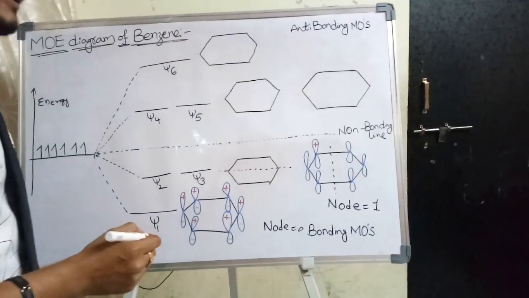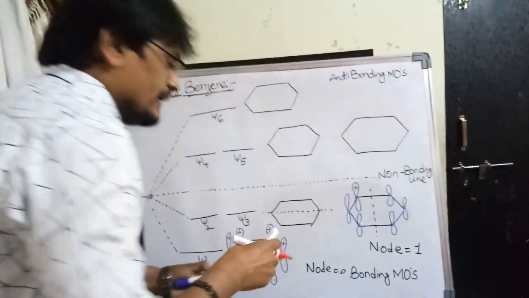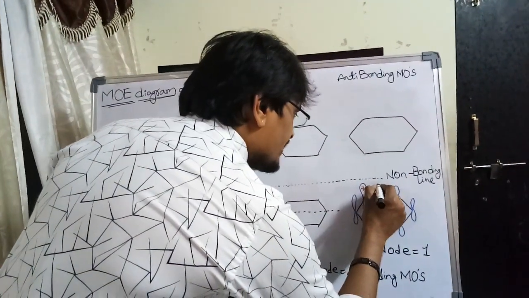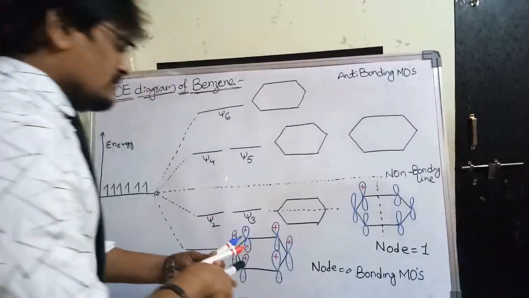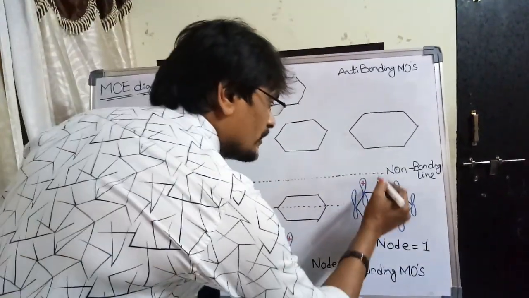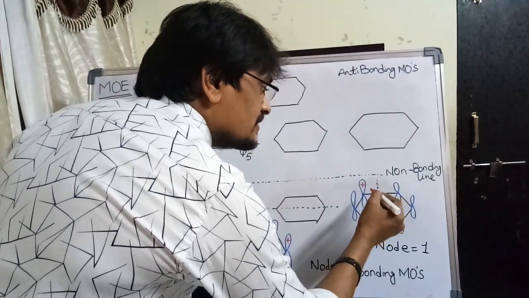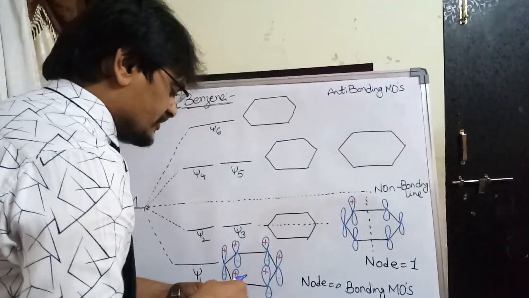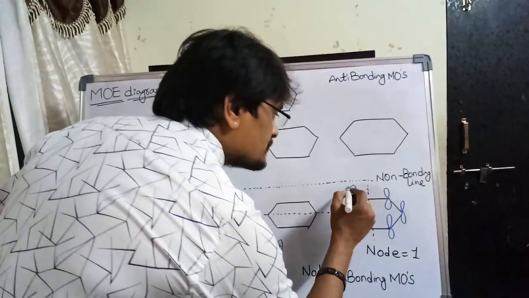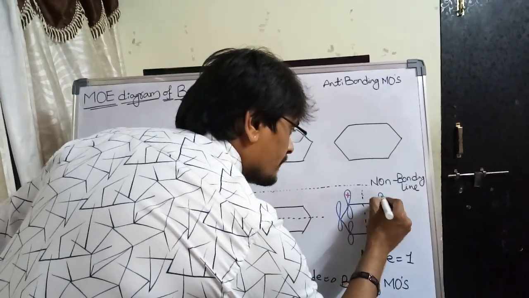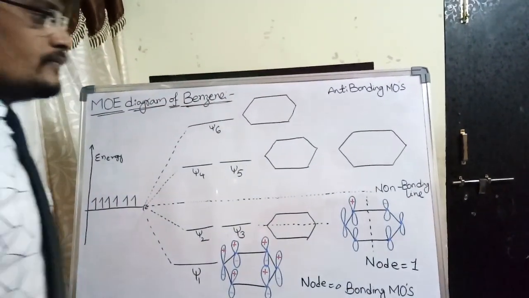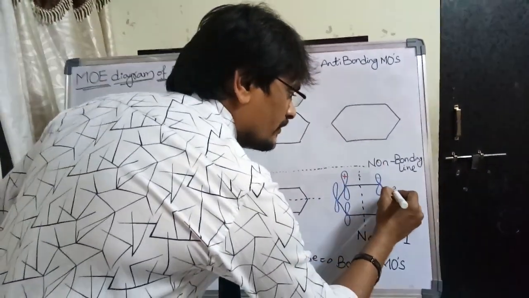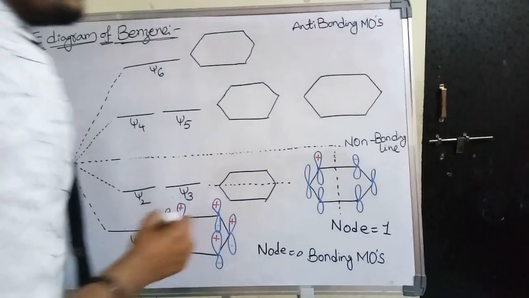Now it is in between the line, which means it is in between the node. So the line is there, and the wave function changes its phase. Positive will become negative now. Now there is no line here, so the negative remains negative.